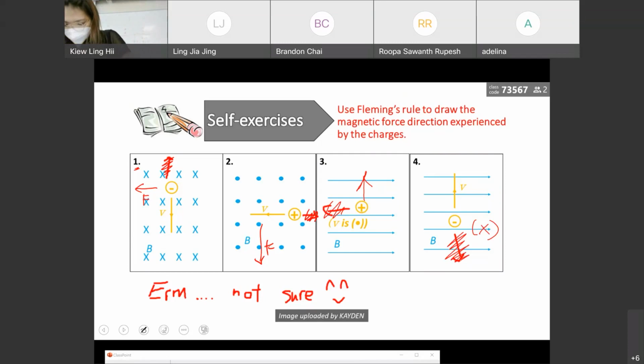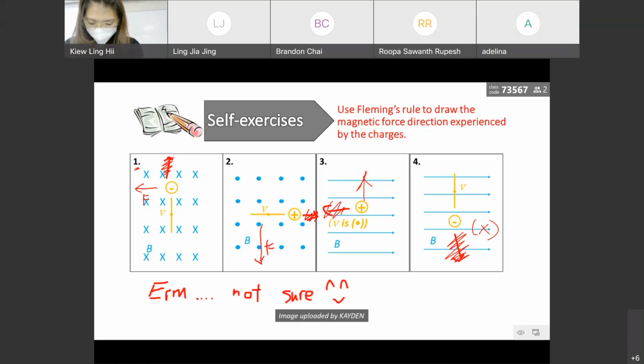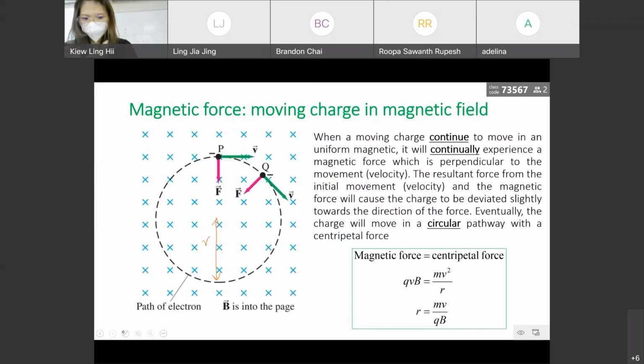You can go through more self-exercises on pre-lecture video. Remember to go through these 2 topics, especially the next topic also. It's okay to make mistakes now rather than during exam. So hopefully this one can help you to get a clearer practical experience or exercises on using that left hand rule. Okay.